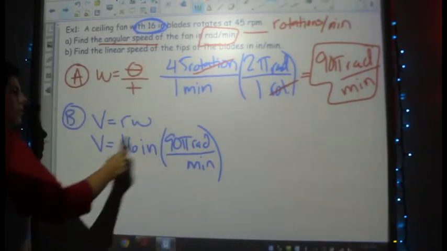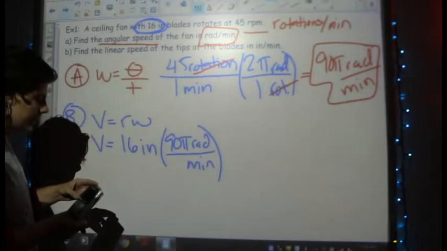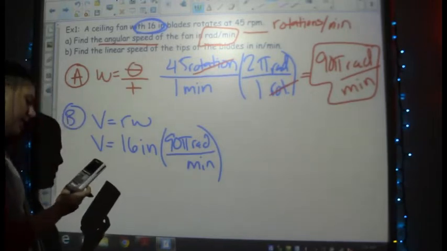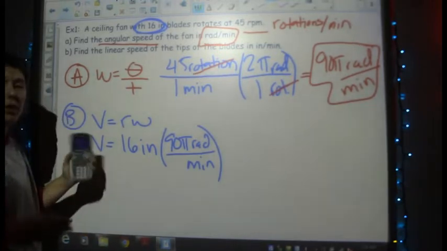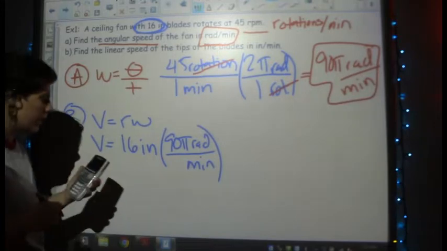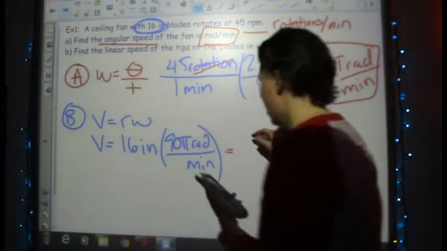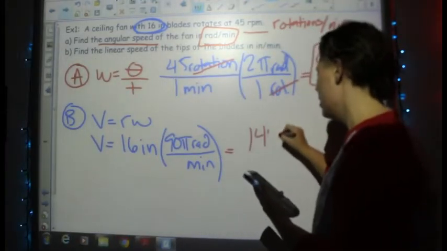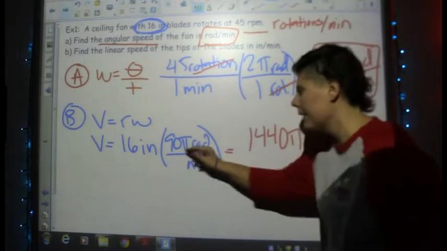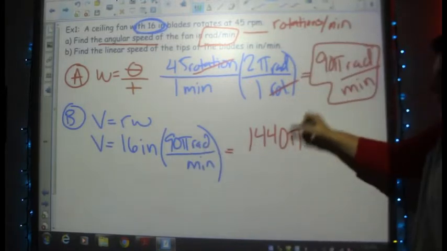Now all I have to do is multiply. And again, I'm going to leave my answer exact. I'm going to leave it in terms of pi. So I'm just going to say 16 times 90. If you didn't already, by the way, make sure you grab that scientific calculator. You're going to need it. All right, so we have 1,440 pi, because we didn't multiply through by pi, so it's got to be in my answer.